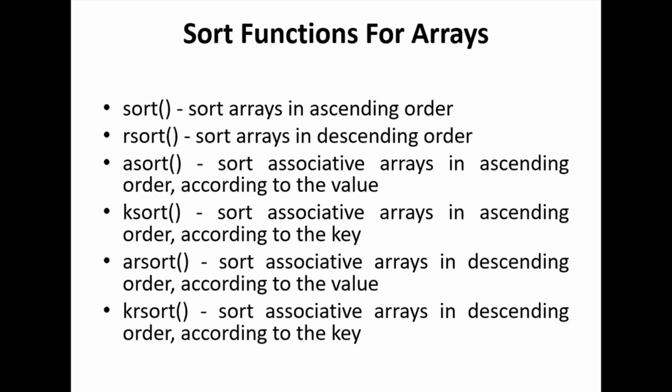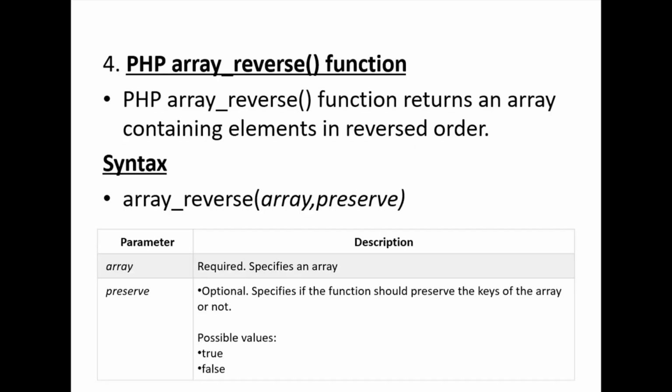Sort functions for arrays. Sort sorts arrays in ascending order. If you want descending order, use the rsort function. Then more functions: asort sorts associative arrays in ascending order according to the value. Then ksort sorts associative arrays in ascending order according to the key. Arsort sorts associative arrays in descending order according to the value, and krsort sorts associative arrays in descending order according to the key. So these are the sort functions for different types of arrays.